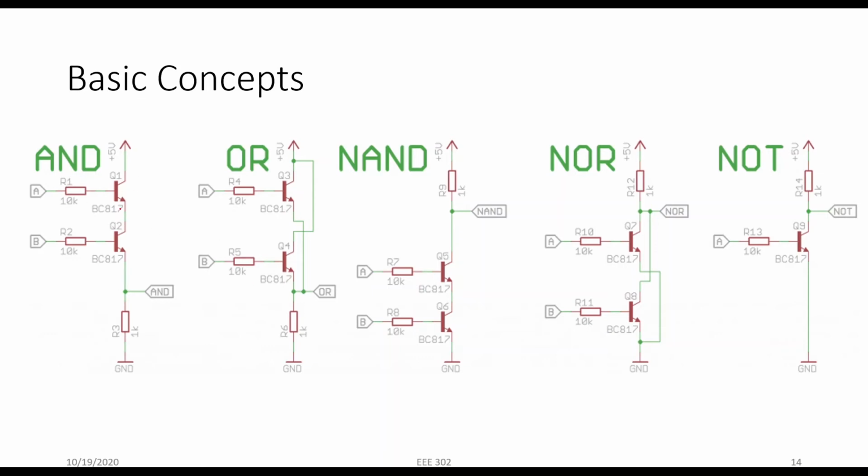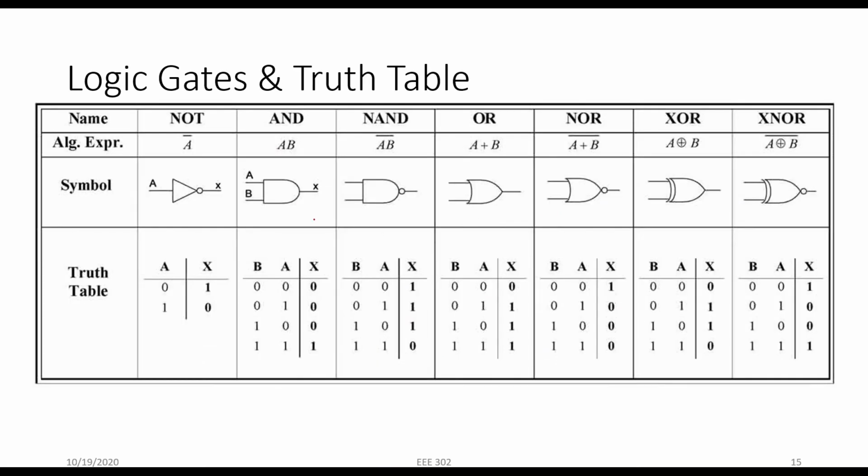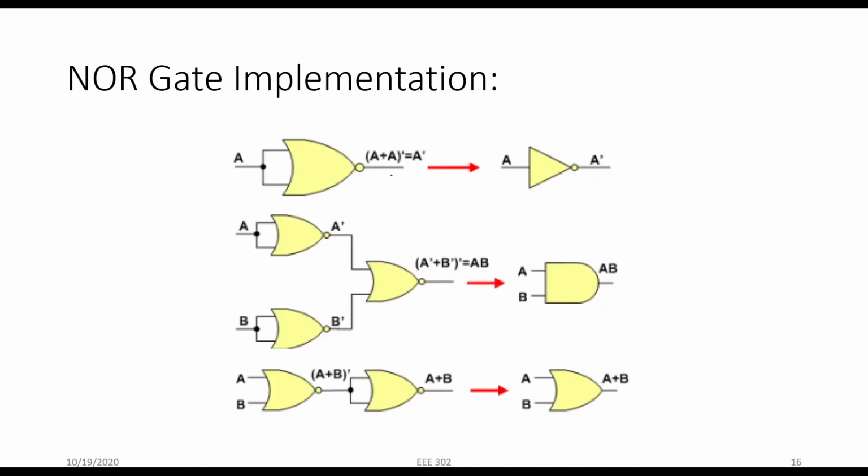So with a transistor you can make each of the logic gates. And here are all the gates. These are the expressions, these are the symbols, and these are the truth tables. And another interesting thing is that with the NOR gate, only using a NOR gate you can create any of the gates.